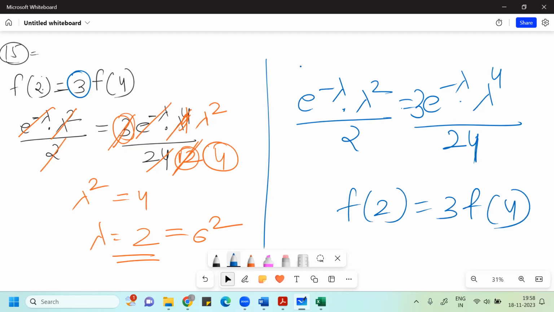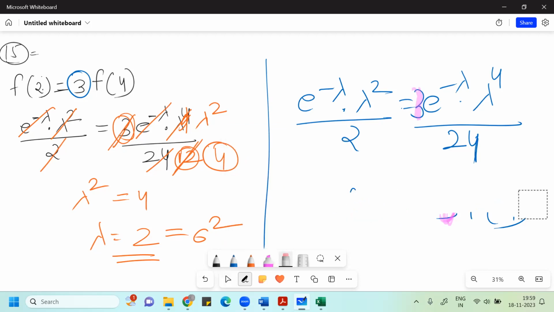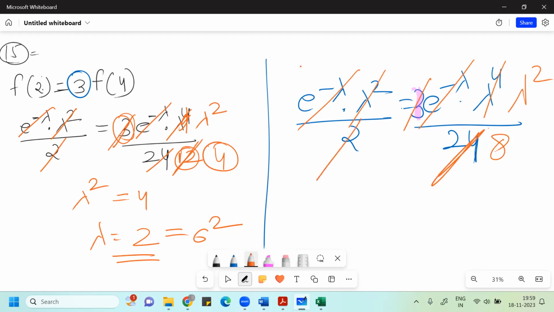Chandan, that 3 I wrote, Chandan. This 3 I wrote here. And then this gets cancelled, Chandan. This will become lambda square. And this 3 divided by 24 will give you 8. 3 8s are 24, Chandan. And then 2 4s are 8. So lambda square is 4. So lambda or variance is equal to 2.